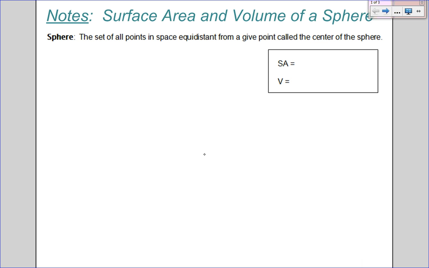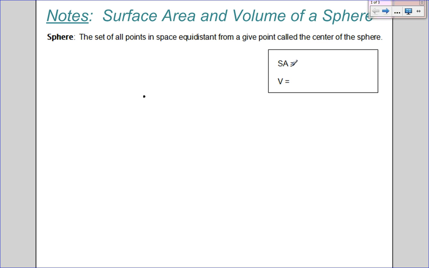Today we'll be looking at finding the surface area and volume of a sphere. Now a sphere is a set of all points in space equidistant from a given point called the center of the sphere. In other words, if you have a point, all the points that are equidistant in a three-dimensional space would be the sphere. In other words, the radius.